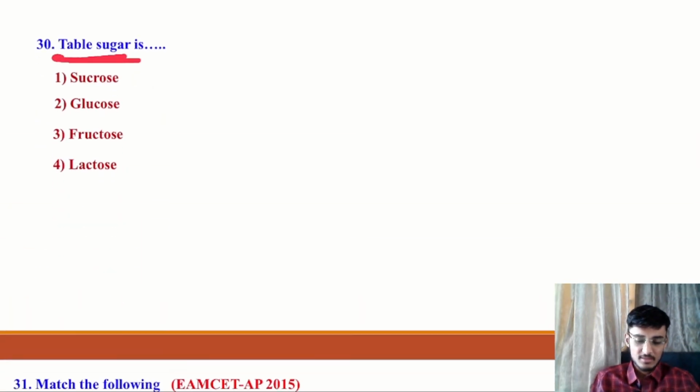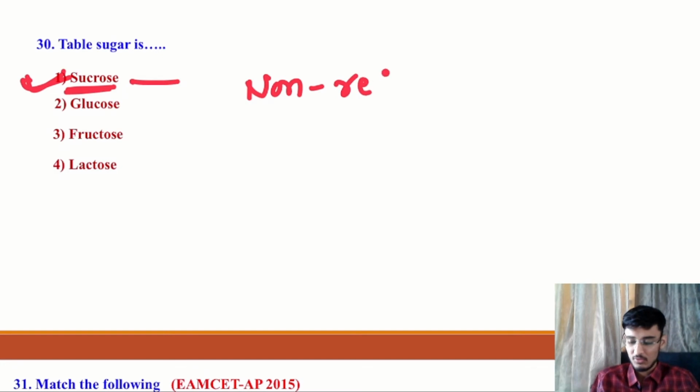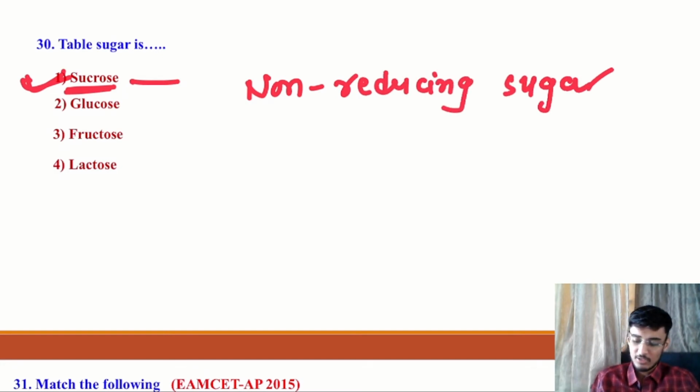Now what is table sugar? Table sugar is sucrose. This is also called a non-reducing sugar. While galactose is called brain sugar.